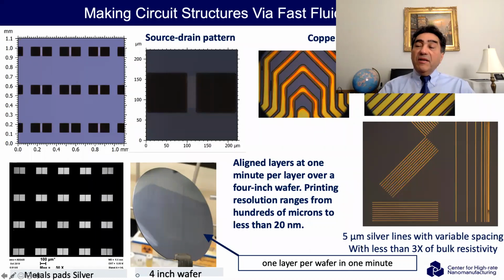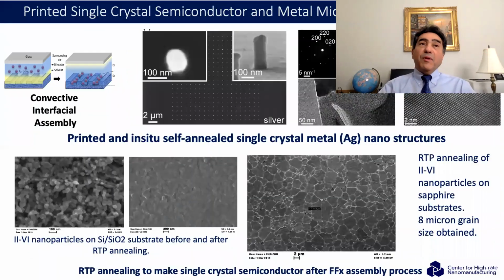The silver printed, we buy the silver, and this silver is about 3x of the bulk resistivity when you measure it. We also did silver using nanoparticles. And this was just published in Advanced Materials. When we did this, we can see that all the silver interconnects were single crystal. You can see here, all of them were single crystal. So this was done with the convective interfacial assembly.